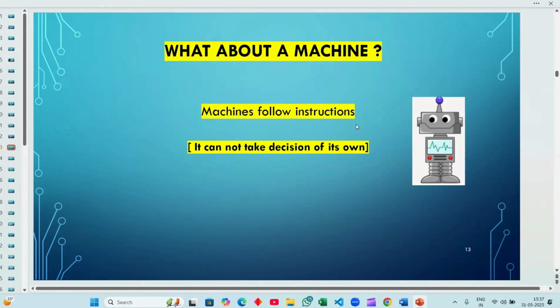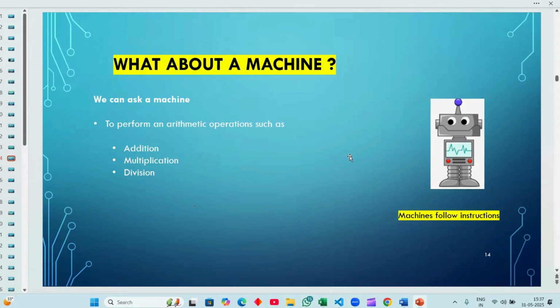Okay, the machine follows the instruction. It cannot take decisions on its own, right? A machine could not take a decision on its own because it doesn't recognize anything without input. We want to give the input to get the particular output that we need. Now, for example, if I ask a machine for arithmetic operations such as addition, multiplication, division, how can the machine do those operations? If you assign the input properly, the machine can do it easily by understanding the logic.